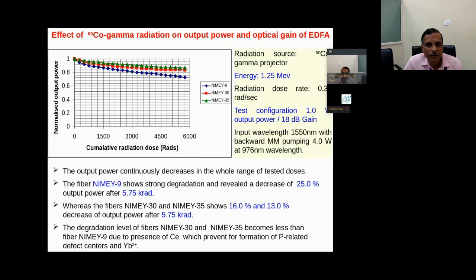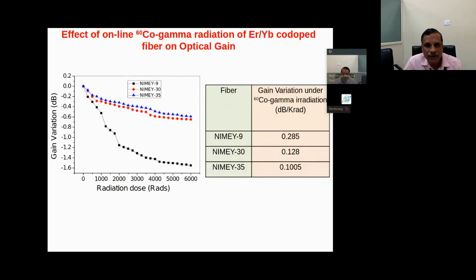35, this fiber contains cerium, where cerium doping prevents the formation of phosphorus-induced color centers as well as ytterbium 2+ ions. This kind of fiber can be used as a radiation hardened fiber for a hyper optical amplifier. And if we see the gain, this fiber's gain decreases much less compared to cerium-less fiber. And in this case, the best performance found is 0.1 dB per kilorad.